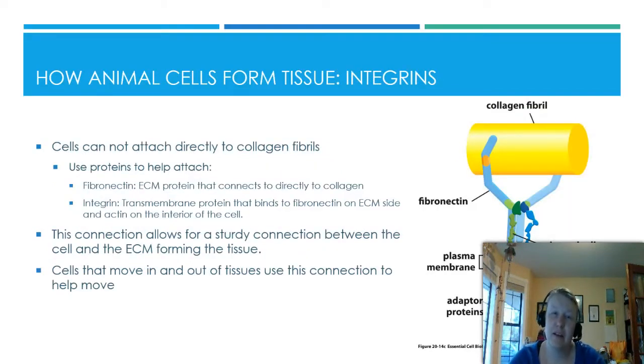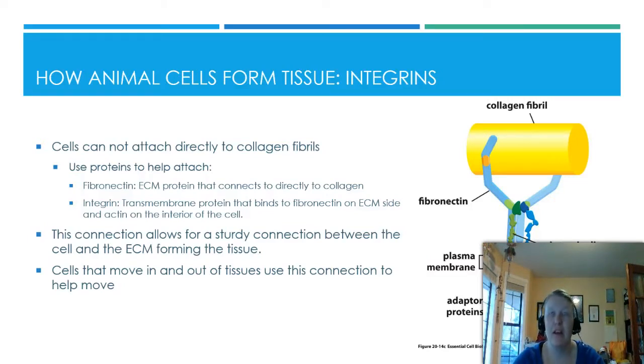So how do the cells connect to this network of collagen fibers? Well, they don't connect directly. They can't. The connection is just not that strong between them. So what we have is a series of proteins that connect through this process. So we have the collagen fibril, and what attaches to this is something called fibronectin. The fibronectin is a protein that is found in the ECM, and it will connect to the collagen fibril. Then we have these integrin dimers, and these integrin dimers are transmembrane proteins in the cell.